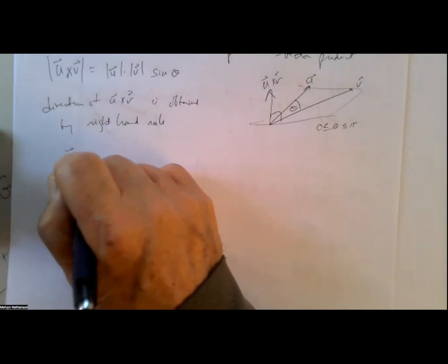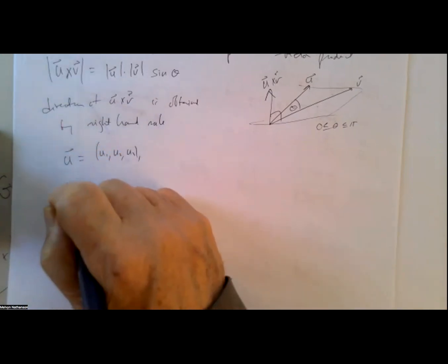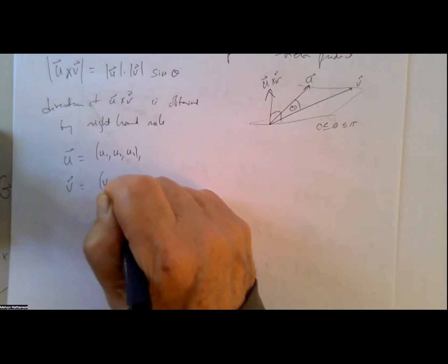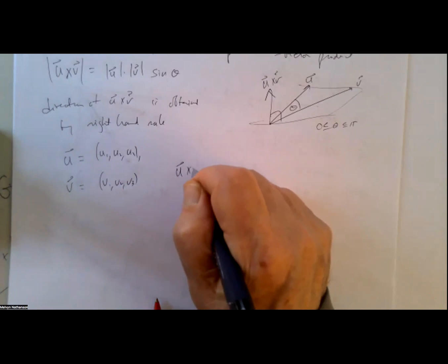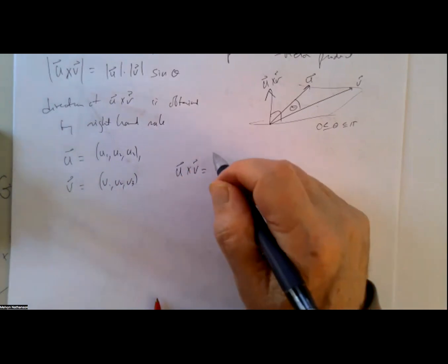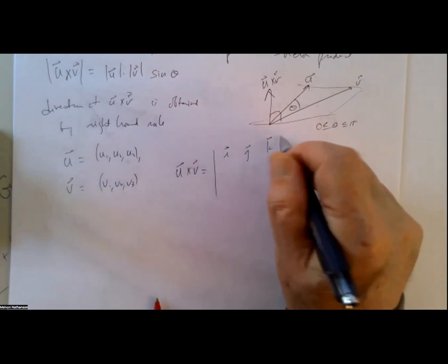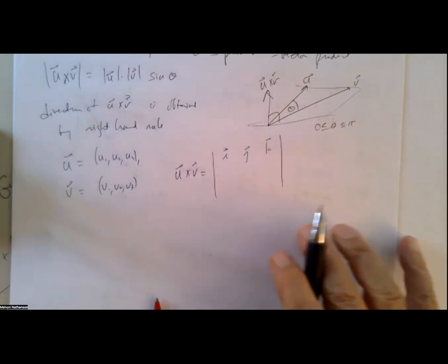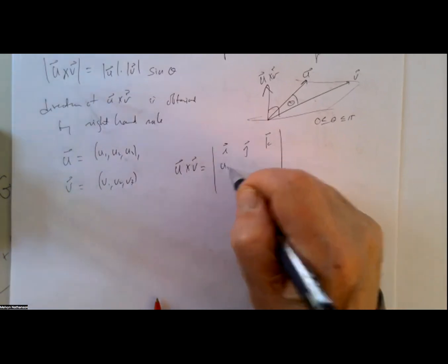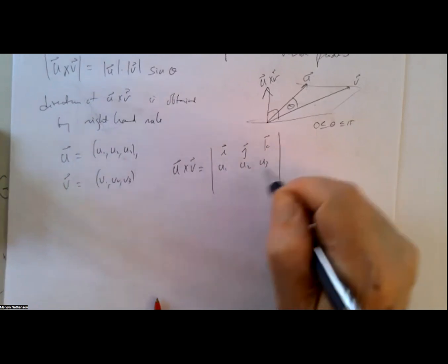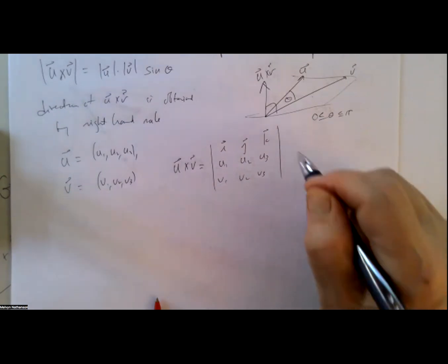If u has coordinates u1, u2, u3, and v has coordinates v1, v2, v3, then the cross product u times v is formally computed as a 3x3 matrix. You write i, j, k. i, j, and k are the unit vectors in the x, y, and z directions. u1, u2, u3 is the second row, and v1, v2, v3 is the third row of this matrix.